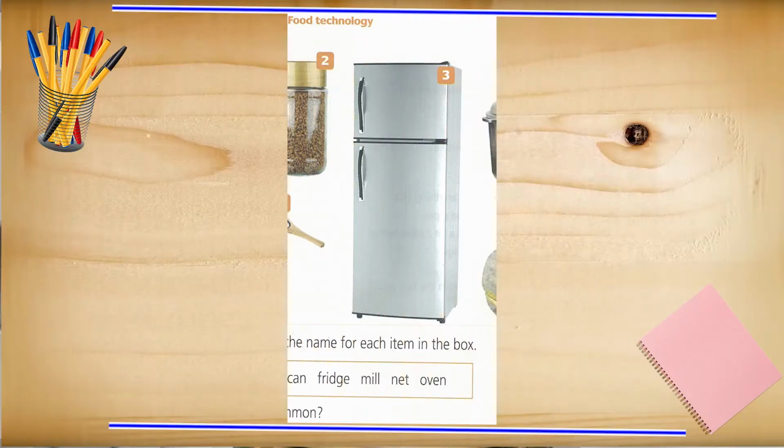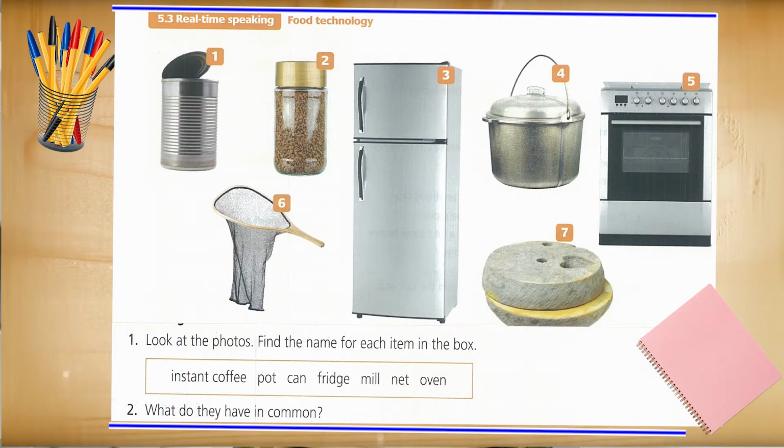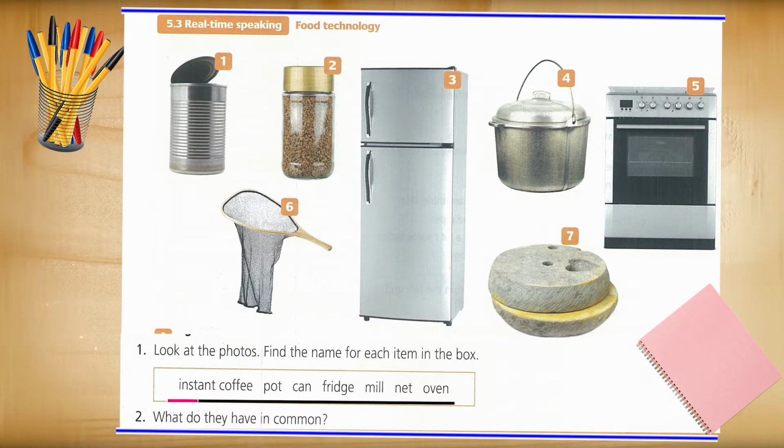Now, let's go to the speaking part of this episode and you will see some pictures on the screen. As you can see in the picture that we have now, it's about uses of technology, mainly food technology. As you can see, the pictures are numbered from 1 to 7. Let's have this box together. Let's read it and after that, let's match it with the pictures. Instant coffee, pot, can, fridge, mill, net, and oven.